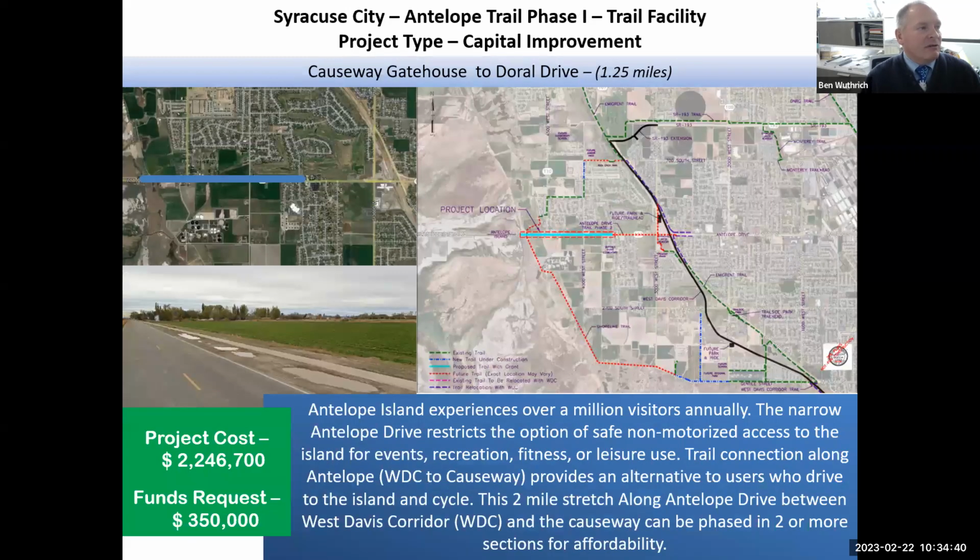The next project is a request from Syracuse City. This is the Antelope Trail Phase 1. This will construct an active transportation facility on the north and the south side of this facility between the Gosway Gatehouse to Doral Drive. The southern part is on the north side, and the northern or the eastern part is on the south side of this facility. Project estimated cost is 2.2+ million. Funds being requested is 350,000.